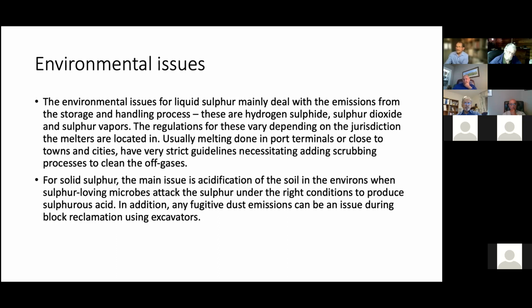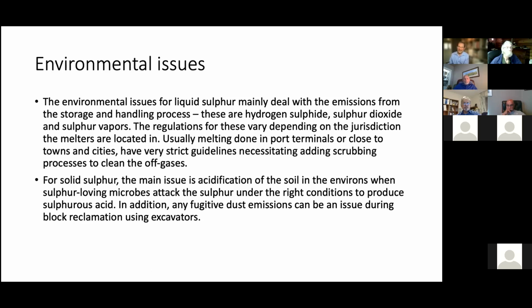Environmental issues around liquid sulfur mainly deal with emissions from the storage and handling processes. It's typically the off gases like hydrogen sulfide, sulfur dioxide, and sulfur vapors. Now, anytime liquid sulfur is exposed to air, you will have trace quantities of sulfur dioxide, whether you like it or not. And the longer the liquid is exposed there, the more the SO2 that is formed. So it's trace quantities, but it's there.